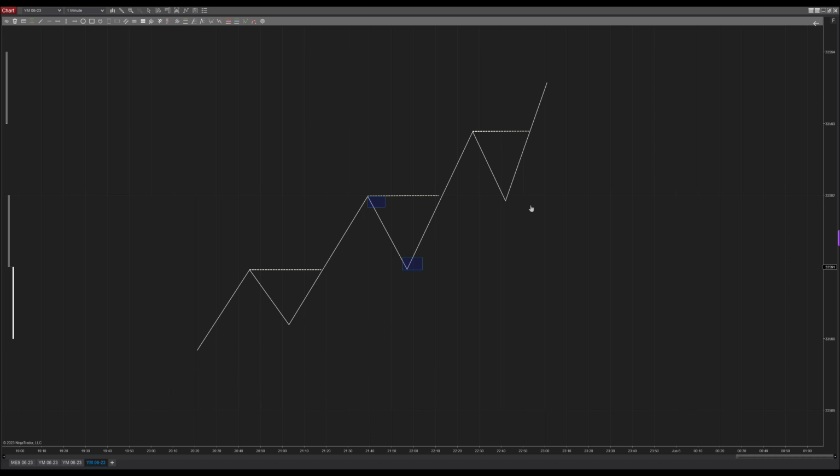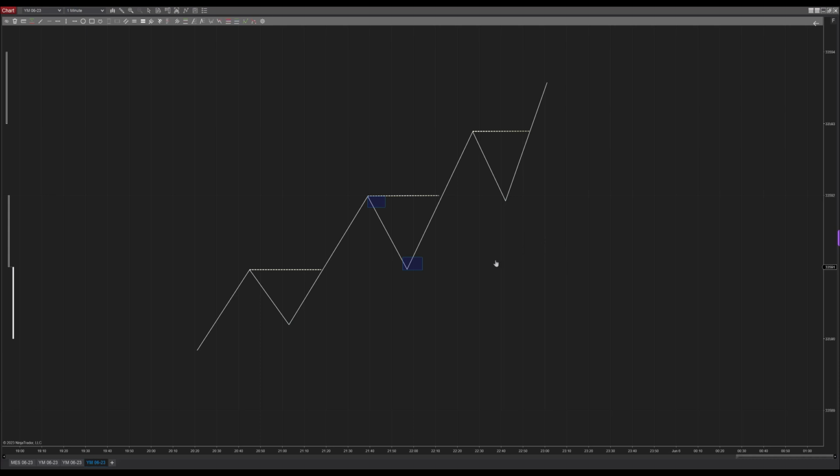Now, market structure is one of those, what's old is new. I mean, market structure is as old as time, as old as we've been charting. It's based right back to the basic definition of a trend, right? How do we define a trend? Higher high, higher low, higher high, right? So we all know this.